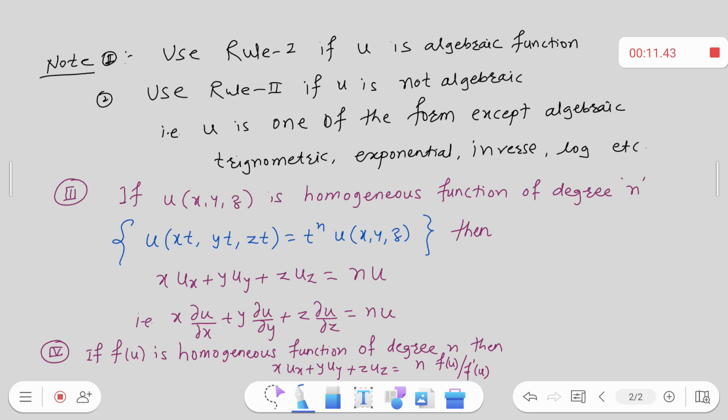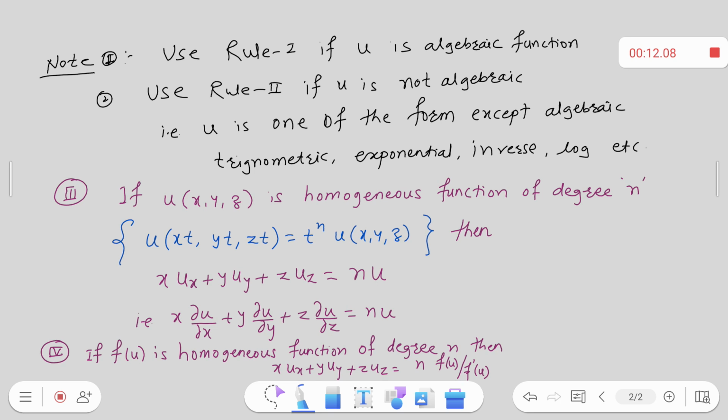Again, here is the first order derivative. If u is not algebraic, then we use a function of u. Now we define a function of u on it. If u is a function of three independent variables, then x ux plus y uy plus z uz is n into the function of u upon the derivative of the function of u.